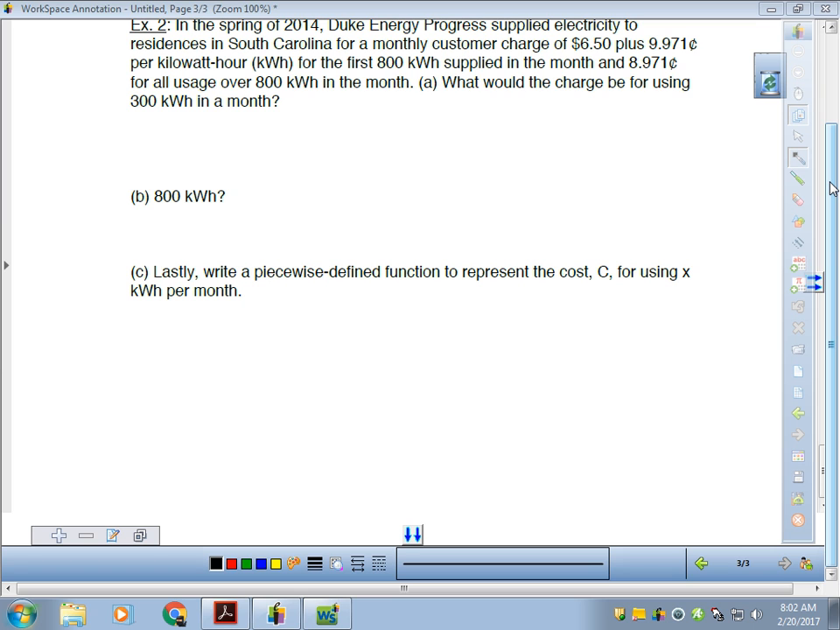Part A asks, what would the charge be for using 300 kilowatt hours a month? Well, we know we're going to have this base charge of $6.50. And then we're going to have this charge of 9.971 cents. Okay. I'm writing it in terms of dollars rather than leaving it as 9.971 cents. Here it is as 9 cents, and then here's the 971 that goes after it. Now, I need to take that and multiply it by the number of kilowatt hours I had. I'm using 300 here, so I need to multiply this by 300. And then we'll go to our calculator and see what we get.